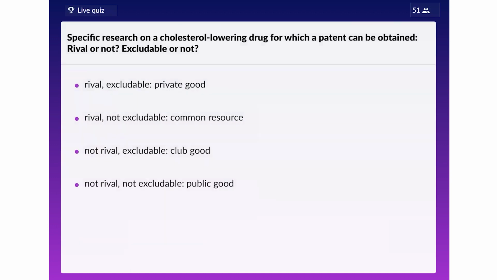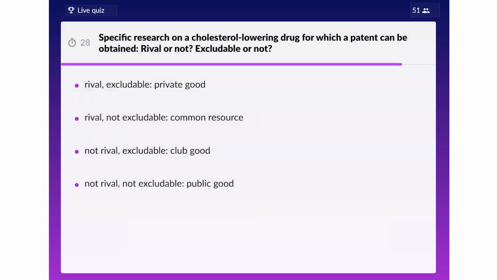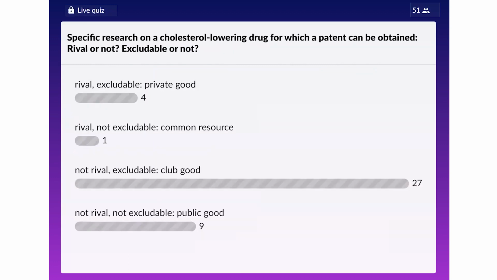Then specific research on cholesterol-lowering drugs for which a patent can be obtained. Rival or not, excludable or not? So specific research on a cholesterol-lowering drug, but patents can be obtained. So is this rival or excludable? Depending on your answer, is it a private good, common resource, club good, or public good? So most of you say it's not rival, but excludable, so it's a club good, and it is.